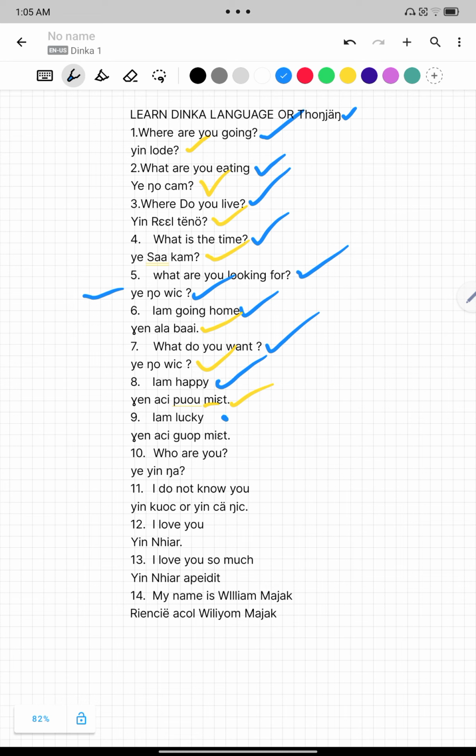Number nine. I am lucky. In Dinka it means an achu guop miet. Guop, sorry, guop means body. Miet means excited or happy. An achu guop miet, that means I'm lucky.